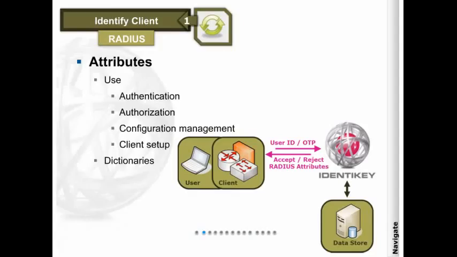Any Radius server knows a list of default attributes. These attributes are stored in an embedded dictionary. Many network vendors use specific attributes to configure their equipment remotely. These vendor-specific attributes are stored in a vendor-specific dictionary. The Identikey can load a Radius dictionary.